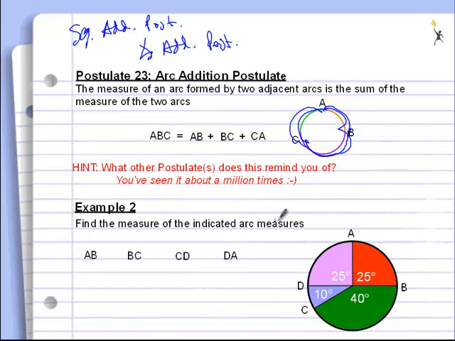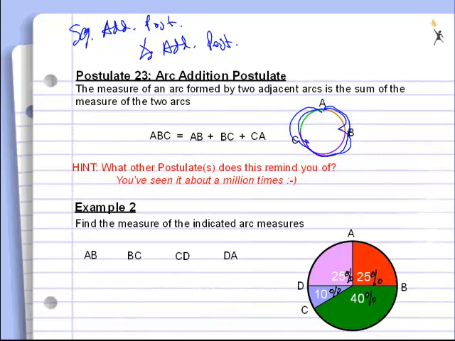But if you look at example 2, we find out this is a pie chart. And we know that this pie chart designates each section by percent. Or excuse me, that should be percent, not degrees. Let me change that, and you should change it too in your notes. Those should be percent symbols, not degree symbols, because obviously it wouldn't add up to 360 degrees. Well, now what we need to do is find the measure of the indicated arc.